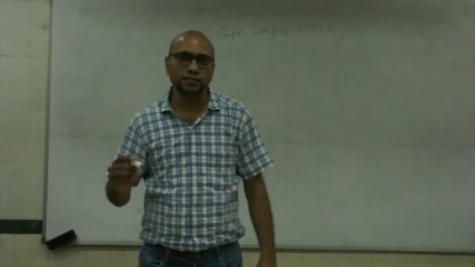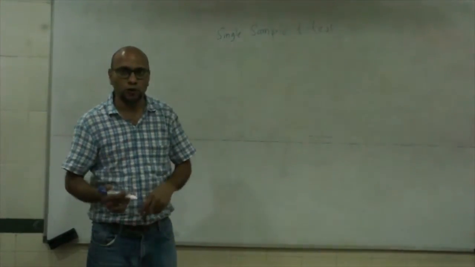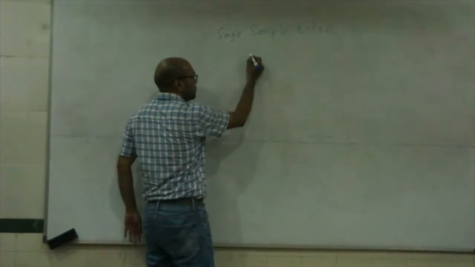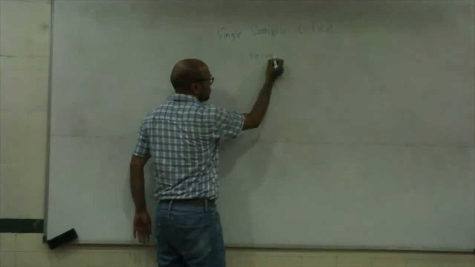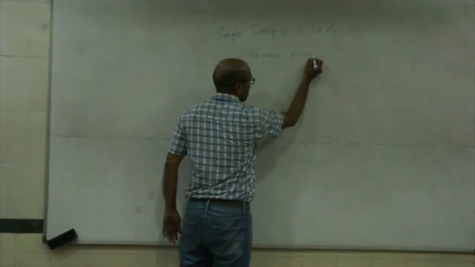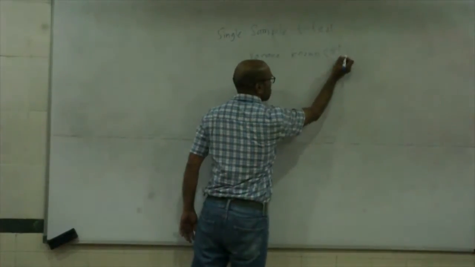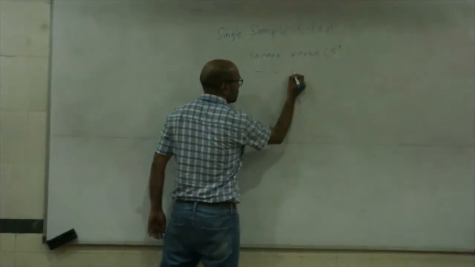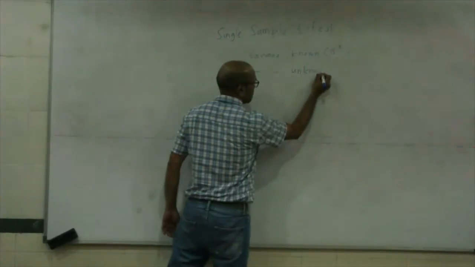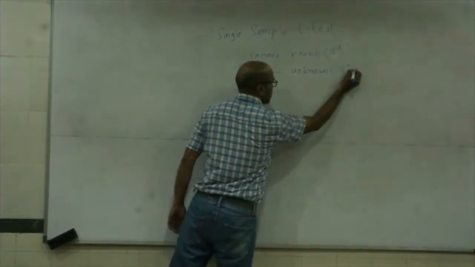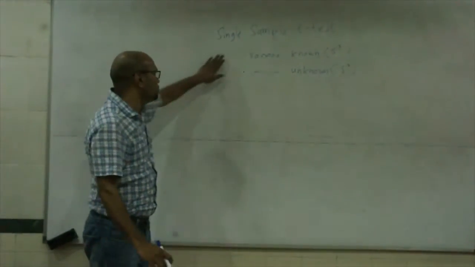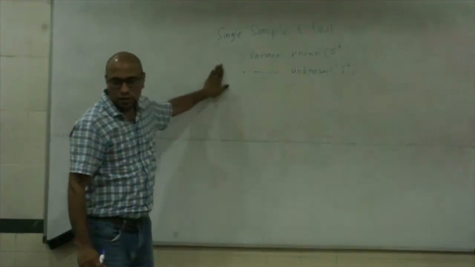Now we shall look at single sample t-test. Single sample t-test comes in two forms. One is called with variance known, that is sigma square is known, and the other one is variance unknown. So you use s square instead of sigma square. So under these two conditions we use this t-test.